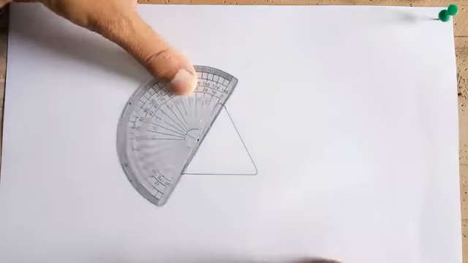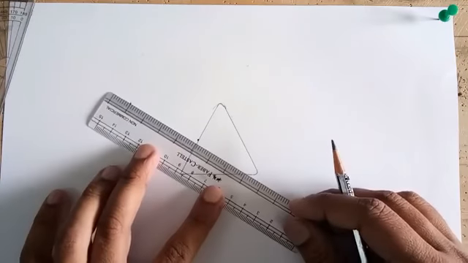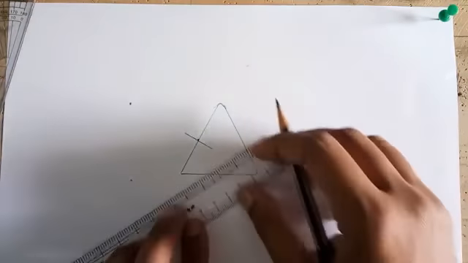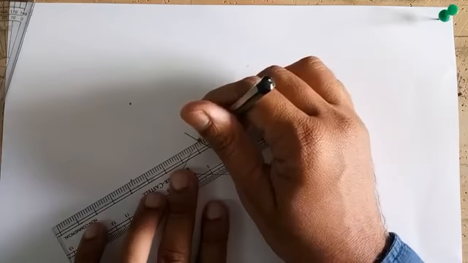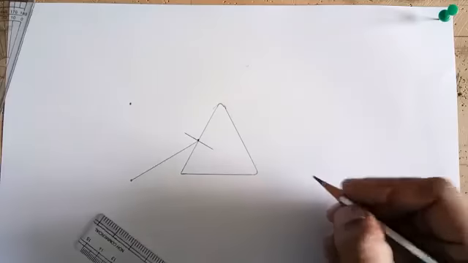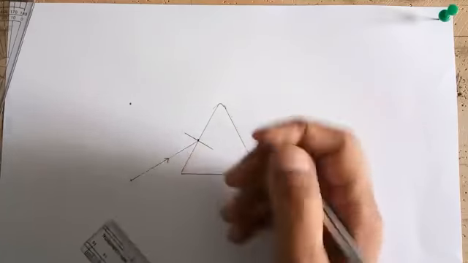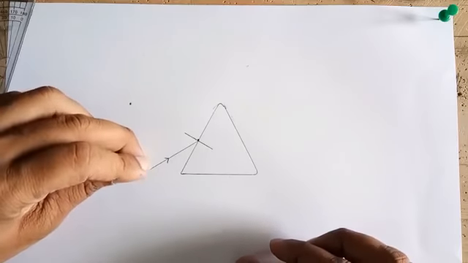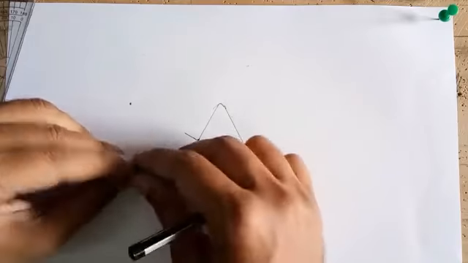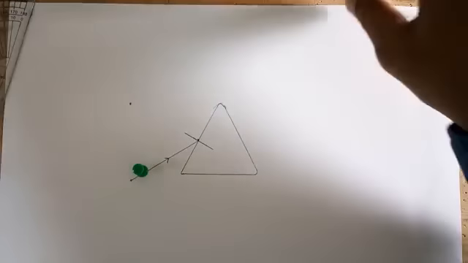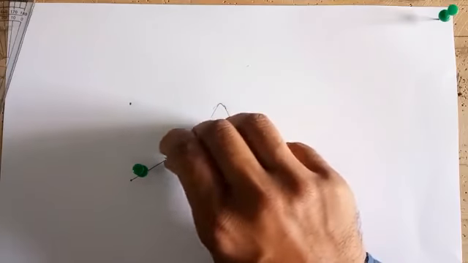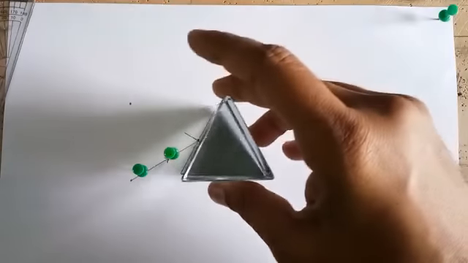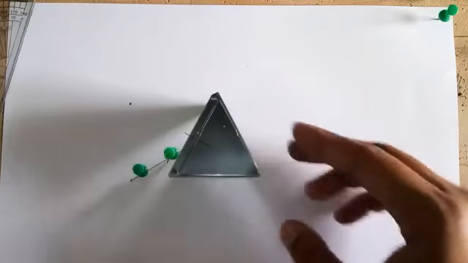Mark a point on 90 degrees as well. Now this would be your normal, and this would be the angle of incidence, right? Okay. Now 2 pins you are supposed to fix over here on the incident ray. Now put the prism back over here at its marked position.